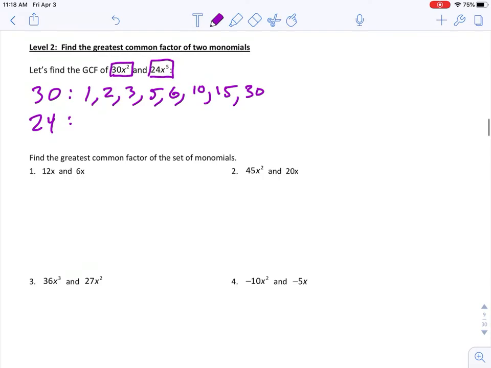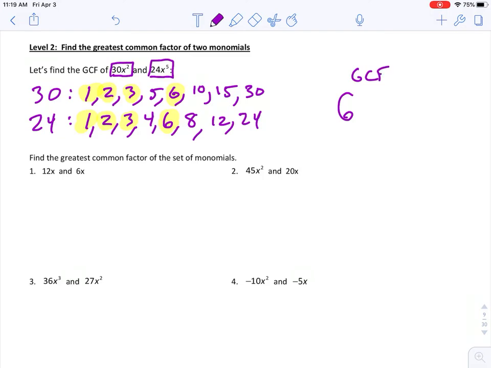For 24, we're going to have 1, 2, 3, 4, 6, 8. Let's see, what am I missing? 3 and 8, 4 and 6, 2 and 12, and 1 and 24. So here are all the factors of 30 and 24. Again, we're looking for the greatest common one. So here's all the common ones: 1, 2, 3, 6, and it looks like that's it. So the greatest common factor here for the number portion is 6.